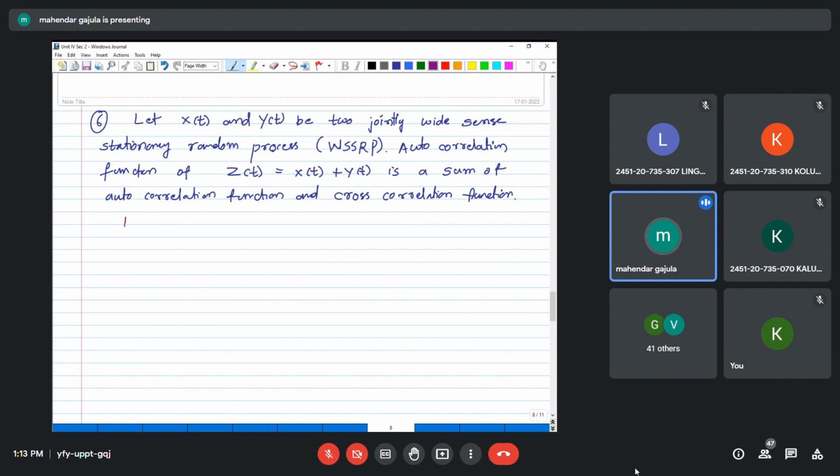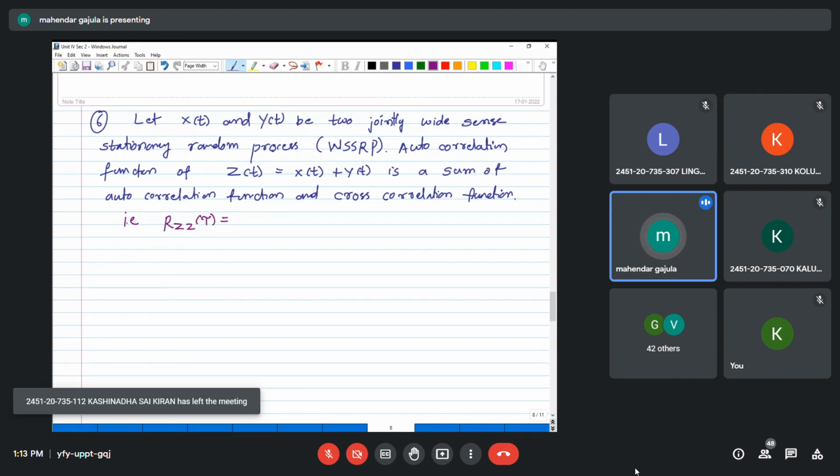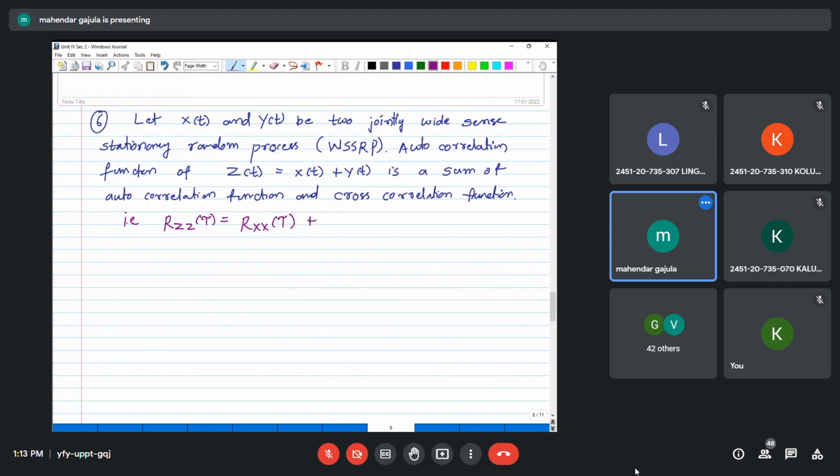That is, you have to prove that R double Z of tau. What is meant by this? R double Z of tau is the autocorrelation function of zt. It is equal to R double X tau plus R double Y tau. What is the meaning of it? Sum of the autocorrelation functions. R double X tau plus R double Y tau is nothing but the sum of the autocorrelation functions.